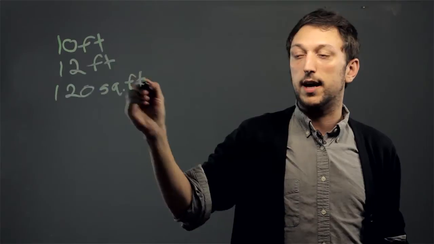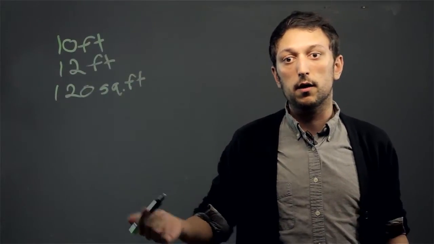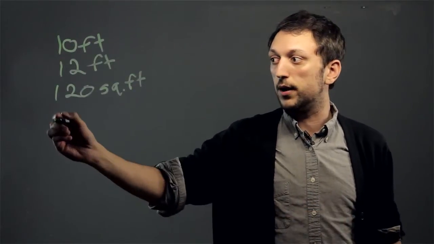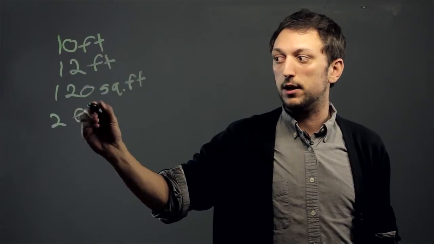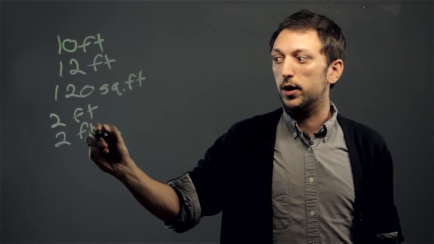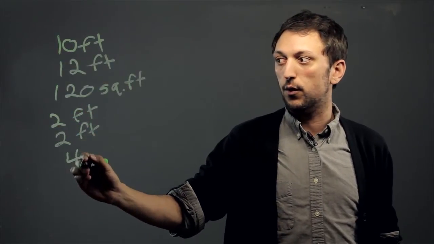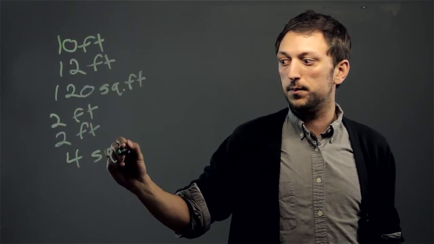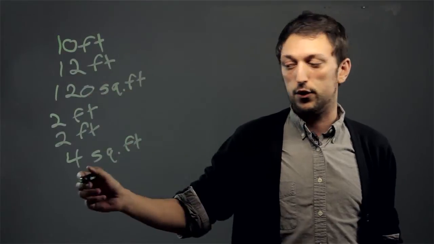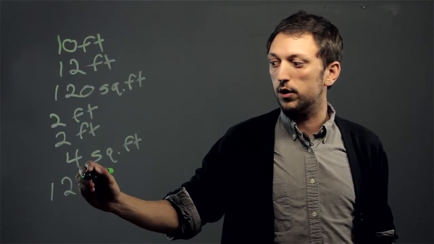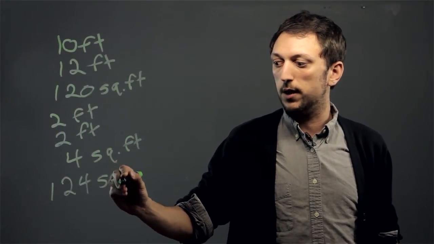However, many attics have irregular spaces as well. For example, say a trapdoor area that's 2 feet by 2 feet. So you're going to have to add in that square footage as well. So you multiply 2 by 2, which gives you 4 square feet, and you'll add that to the 120 square feet. So you get 124 square feet.